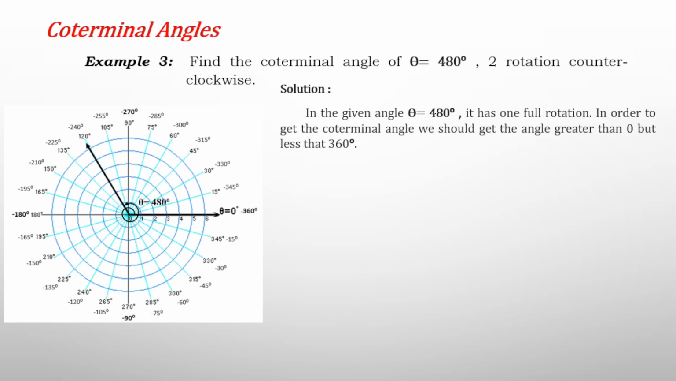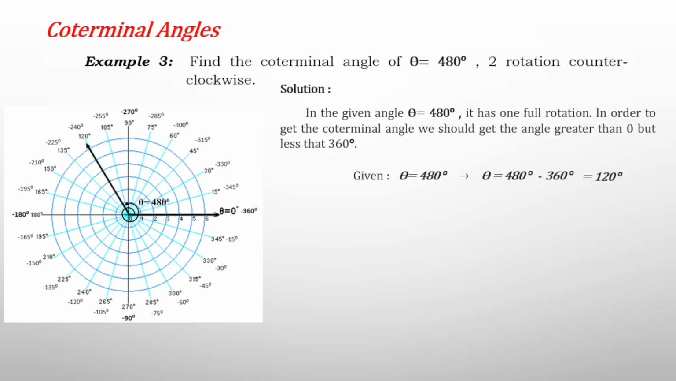In the given angle, 480 degrees, it has one full rotation. In order to get the coterminal angle, we should get the angle greater than 0 but less than 360 degrees. So given we have 480 degrees, since it is now more than one full rotation, we are going to subtract 360 degrees, which is one rotation, so that we could now get an angle greater than 0 degrees but less than 360 degrees.